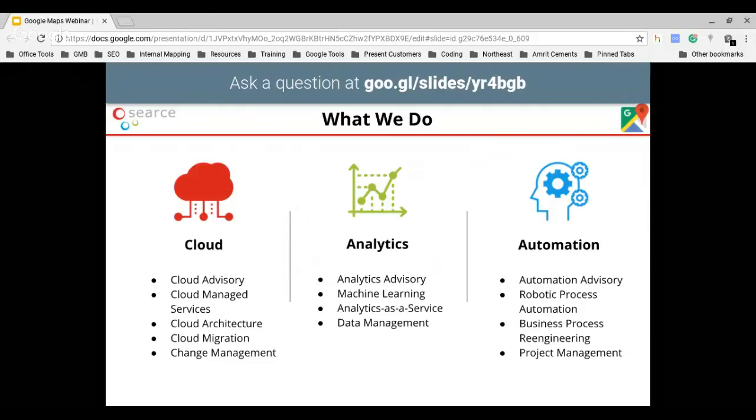Then we have analytics. So under analytics, we have analytics advisory, machine learning, analytics as a service, and data management options. And finally, we have dedicated employees who take care of RPA, that is robotic process automation. So whatever business process is repeated, right, and is such that it can be coded into a form so that AI can do it, right? We help you with automation there.